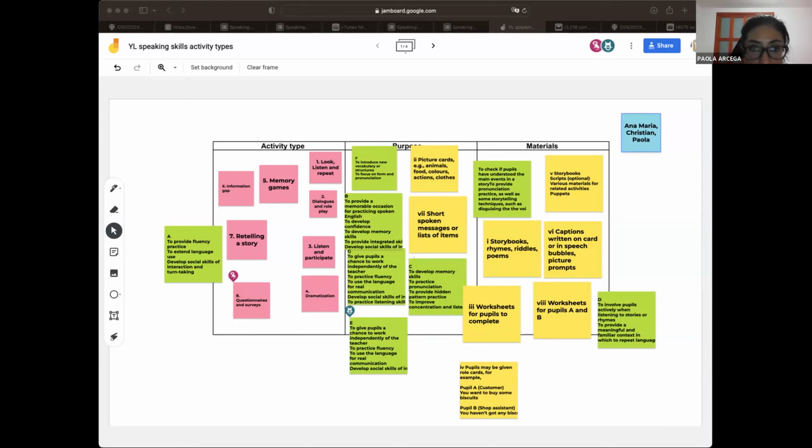I think we need to match the activity, the same purpose, and the materials for that activity and purpose. So, for example, the first says, look, listen, and repeat. The purpose is to introduce new vocabulary. And for that, you need picture cards. The example is picture cards with animals, colors, and actions.